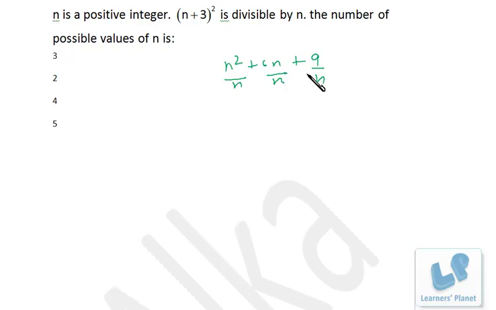Now to make the entire expression, that means n plus 3 whole square, divisible by n, n should be a factor of 9. Obviously, if n is a factor of 9, then 9 divided by that particular factor will again give remainder 0, and after that it will be completely divisible by n. So what are the factors of 9? That's 1, 3 and 9. So n can take 3 values, either 1 or 3 or 9. In all the 3 cases, it will be divisible by n. So 3 is the correct choice. Just a conceptual question, hardly any paperwork is required.